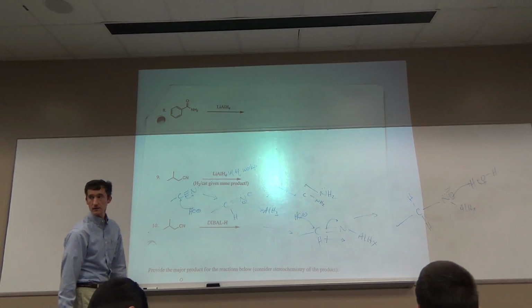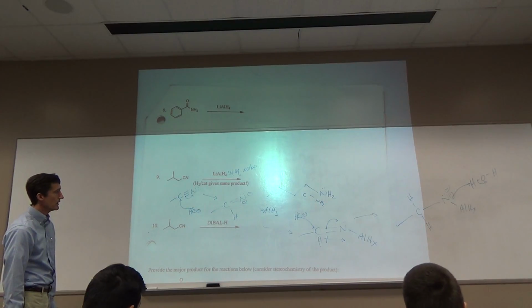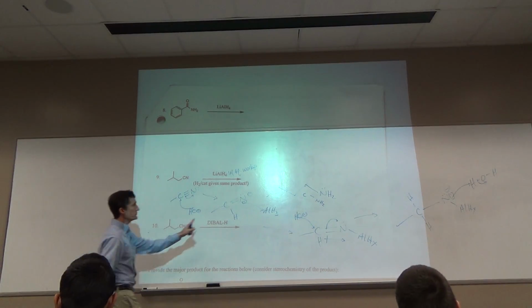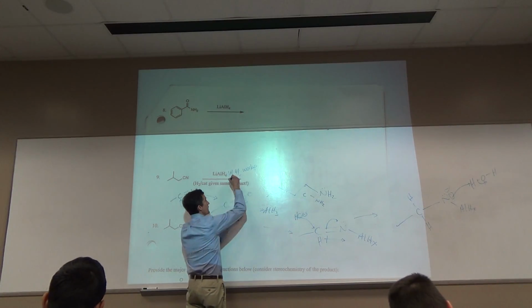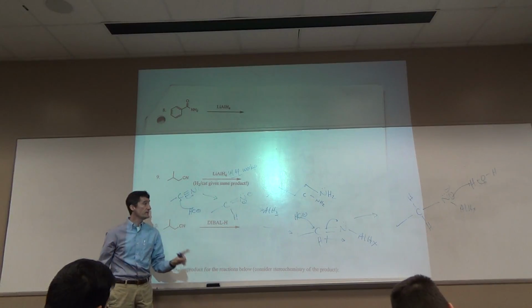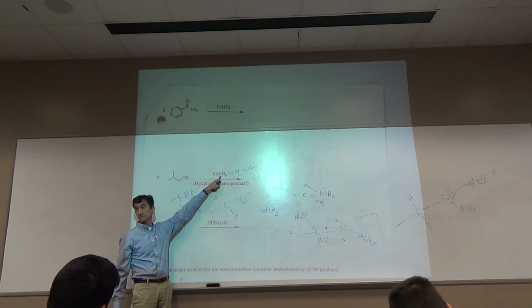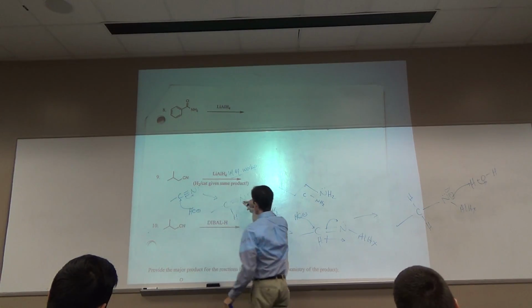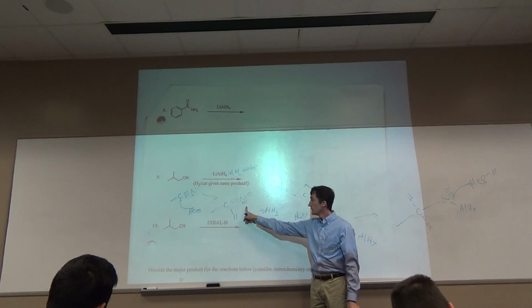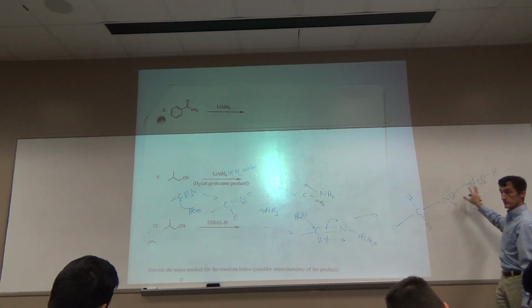Question? Why is it complexed in the first place? Why not just go ahead and do it? Because there's no water at this point. The workup is at the very end. If you have LAH and water in the same flask, you're going to have a fire. Not compatible. There's no water present at this point. This is the end. Then you add in the water.